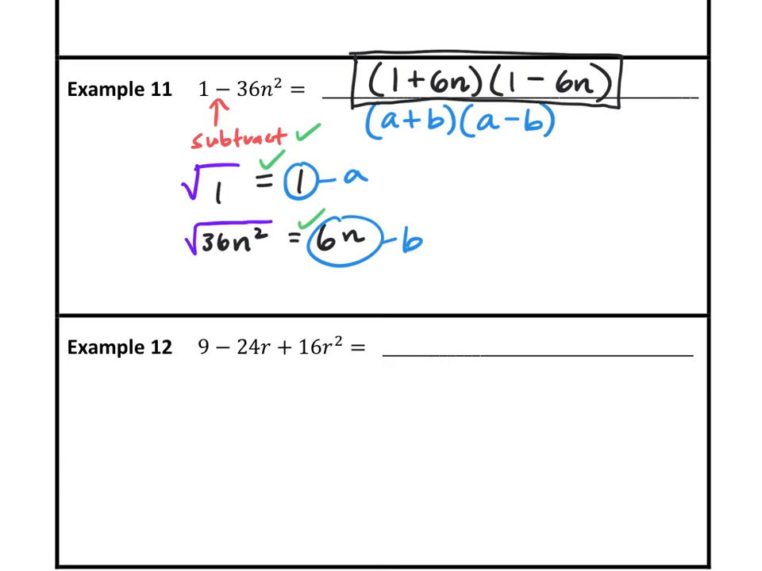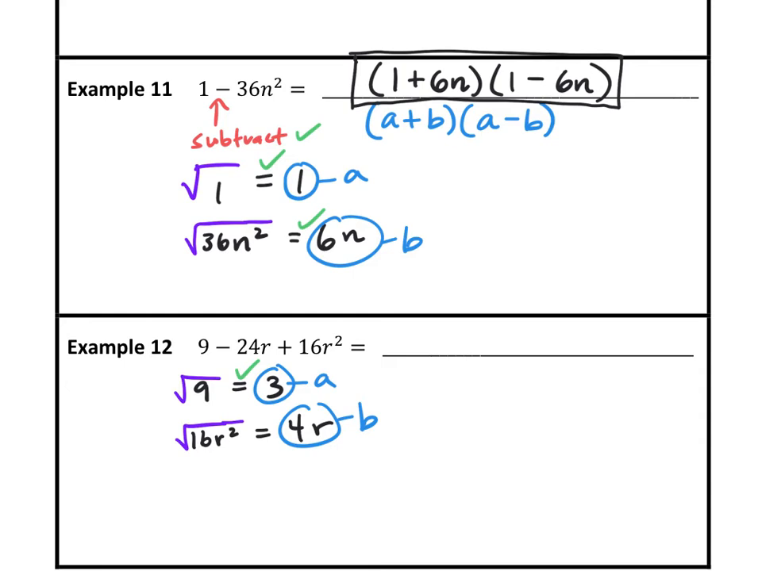All right, number 12. Number 12 is made up of 1, 2, 3 terms, so it might be a perfect square trinomial. So we got to check, can I square root the 9? Yeah, that's 3. Check. Then we got to check, can I square root 16r squared? Square root of 16 is 4. Square root of r squared is r. So this is my A, this is my B.